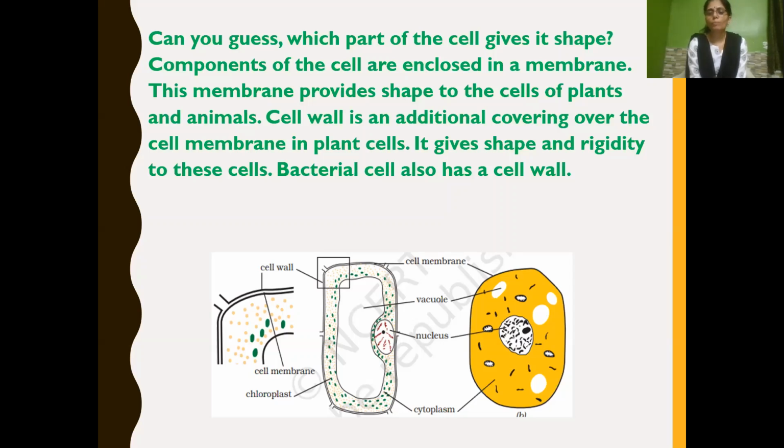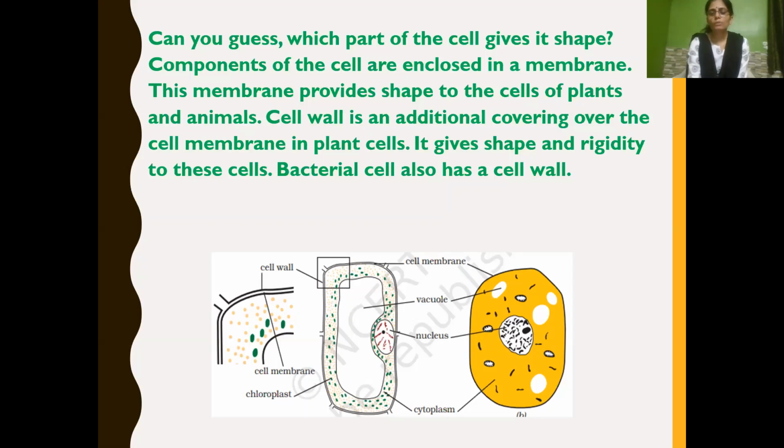The components of the cell are enclosed by a thin membrane called the cell membrane, and this cell membrane provides shape to the cells of both plants and animals. You can see here in the figure, the yellow colored one is an animal cell. Here the outer layer is called the cell membrane. But in a plant cell, you can see an additional outer layer, which we call the cell wall, an additional covering around the cell membrane. Because of this, it gives shape, rigidity, and strength to the cells.